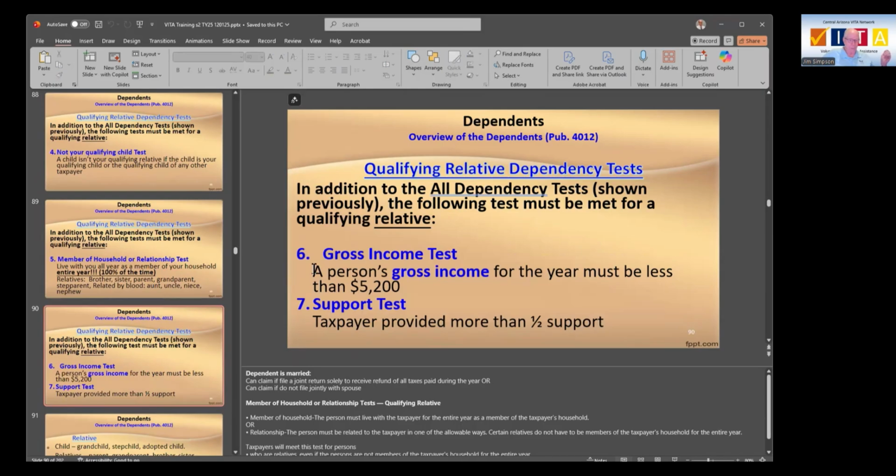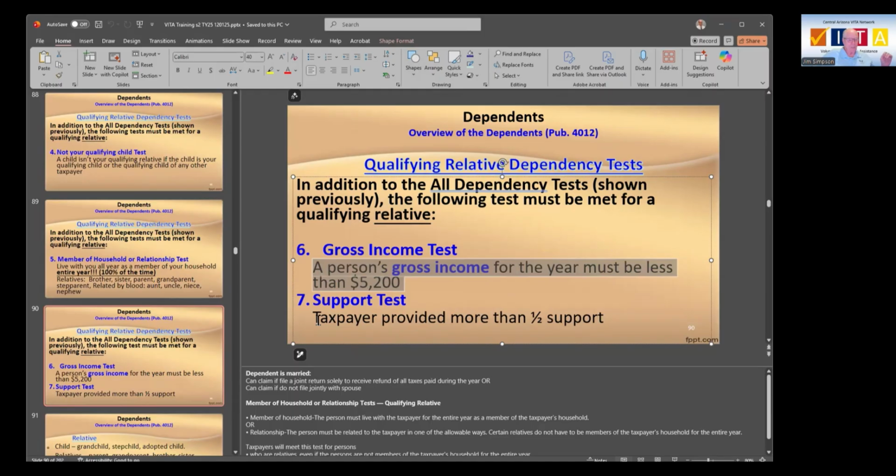Gross income, this is what I said is one of the most important. This is usually where they'll fail: if they've got gross income for the year that's $5,200 or more, they fail. They can't be your qualifying relative. And this is different than the first one. This is saying you had to provide more than half of their support. The first test is the child couldn't have provided more than half of their own support. This is saying if they're going to be your qualifying relative, you had to provide more than half of their support.